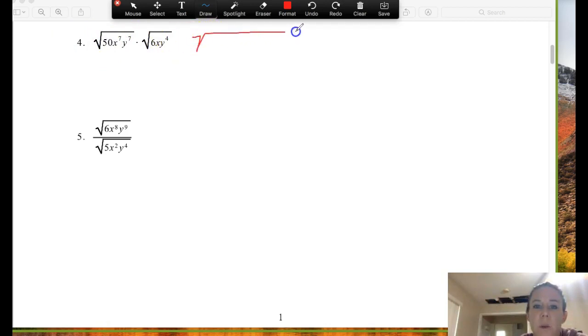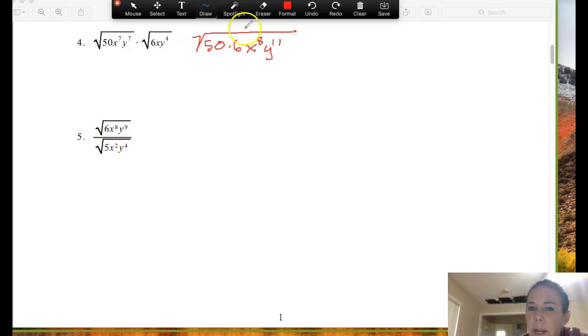This is going to be the square root of 50 times 6. And then we have an x to the 7th. Since they're both square roots, I can multiply them together. x to the 7th times x. Same base, you add exponents. That will be x to the 8th. And then y to the 7th times y to the 4th. Same base, add exponents. All right. So here we have our whole term under the root.